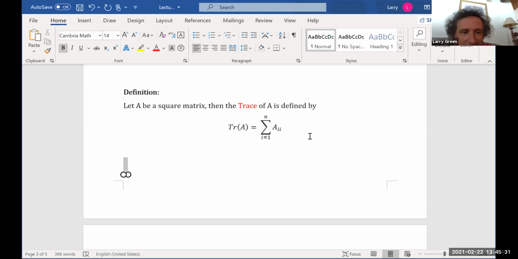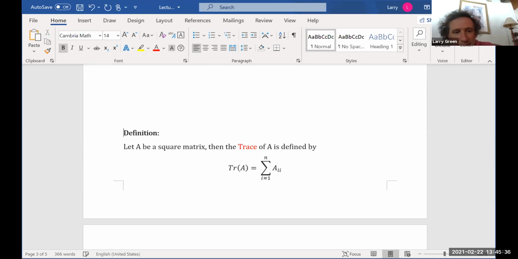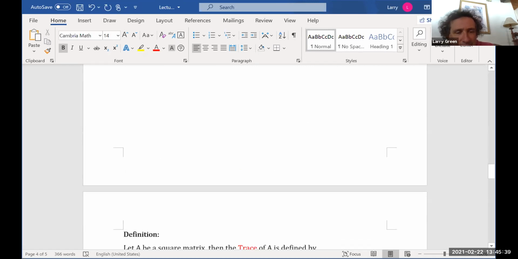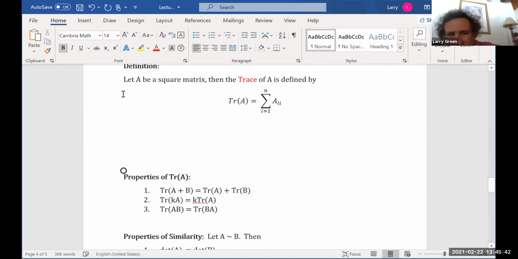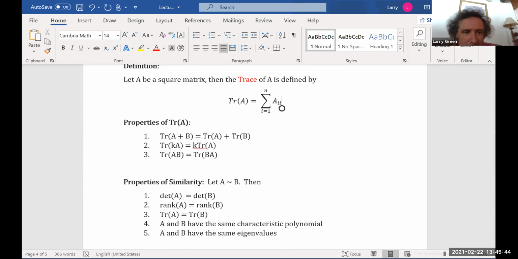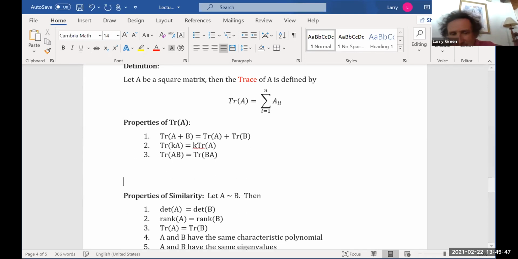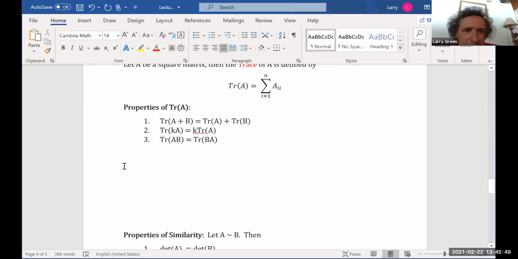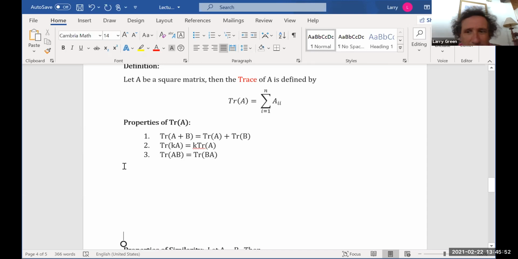So let's look at properties of the trace. I'm going to go to the next page. There we go. And these properties are hopefully obvious, at least the first two. The first one is the trace of A plus B equals the trace of A plus the trace of B. Why is that obvious? I'm hoping you agree so I don't have to prove it, because I could prove it, but it's just busy work.